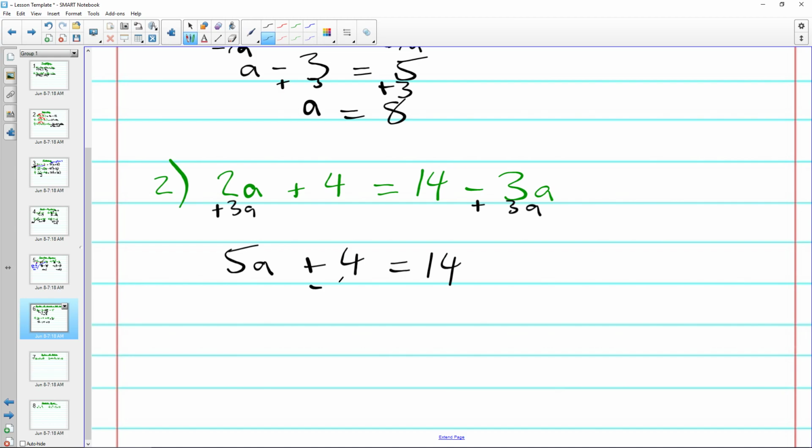And now we need to get rid of that 4. So we have 5a equals 10. And then we'll divide by 5, divide by 5. A equals 2. And there's our answer. So I'm hoping that after these few equations, you're starting to see that basically all the equations follow the same rule. You just look at what you have and you do the opposite. You do your inverse operation to make a the subject, make a the answer.